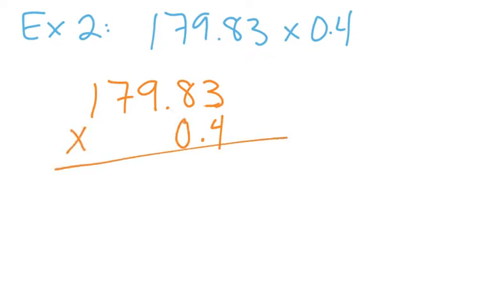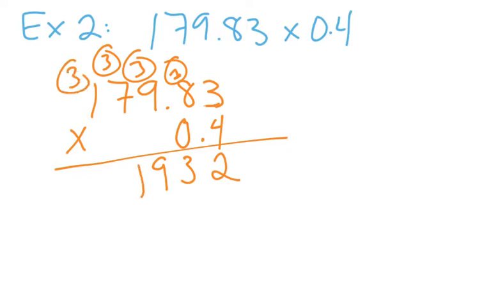4 times 3 is 12. 8 times 4 is 32, plus 1 is 33. 4 times 9 is 36, plus 3 is 39. 4 times 7 is 28, plus 3 is 31. 4 times 1 is 4, plus 3 is 7. Now, 71,932 does not seem like our correct answer.